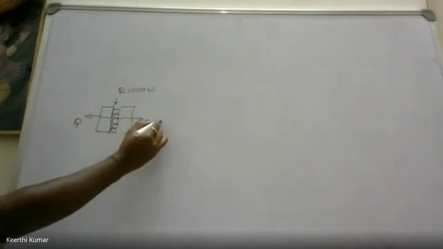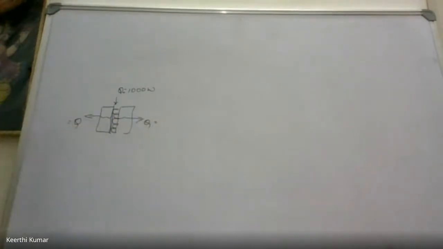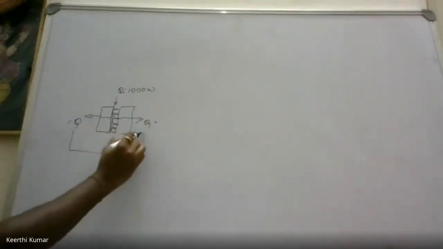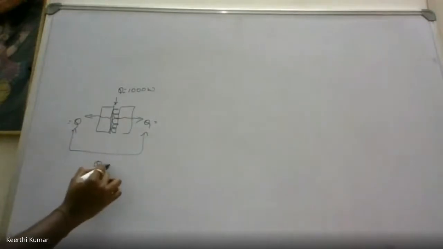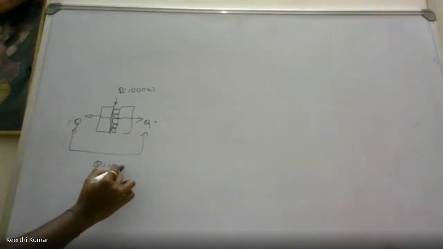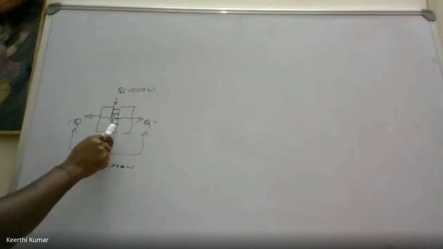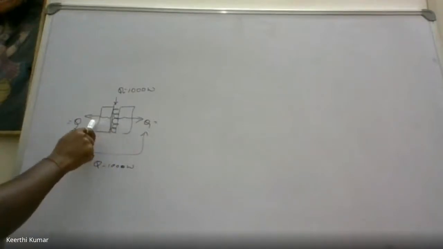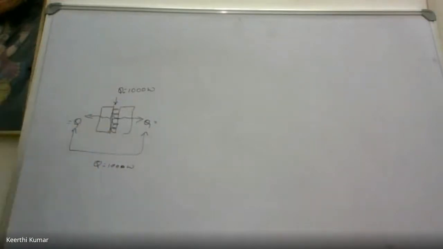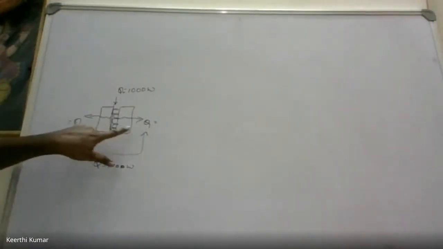The Q here may be different, and Q here will be different. But if I add up these two, I am supposed to get Q equal to 1000 watts. So if the material is the same, the thickness of the material is the same, and h outside and temperature, everything is the same, then these two values will be the same.